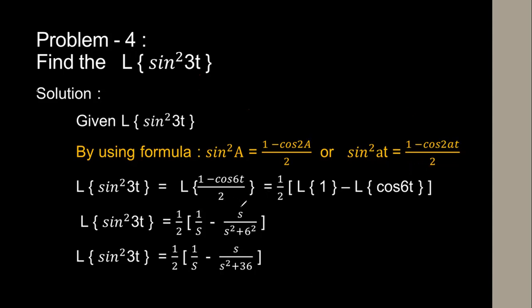Okay. Again, by using the linearity property, you can apply the Laplace transform of 1 separately and the Laplace transform of cos 6t separately, and take this denominator 2 outside. 1 by 2 into Laplace transform of 1 minus Laplace transform of cos 6t. What is Laplace transform of 1? 1 by s. What is Laplace transform of cos 6t? It is of the form Laplace transform of cos at. That is nothing but s by s square plus a square. The a value is 6. s by s square plus 6 square. 1 by s minus s by s square plus 36. Square is nothing but 1.